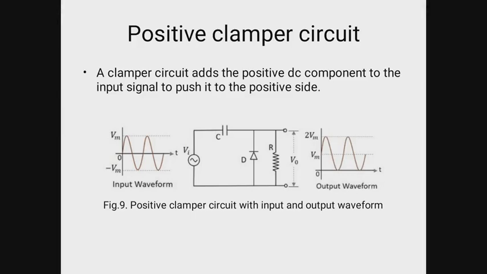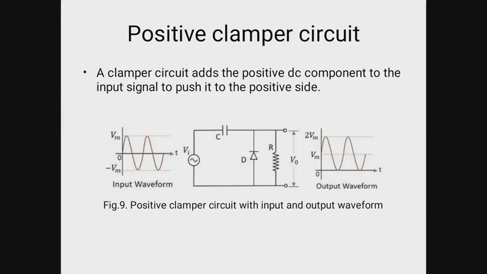A positive clamper circuit adds the positive DC component to the input signal to push it to the positive side, that means above the zero reference line. So here in this case we can see the input waveform goes from Vm to minus Vm, but after using the clamper circuit, the output waveform has been shifted from 0 to 2 Vm.